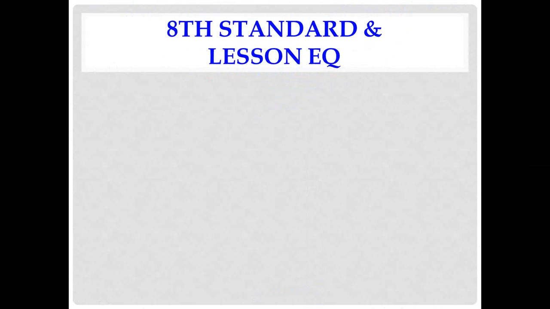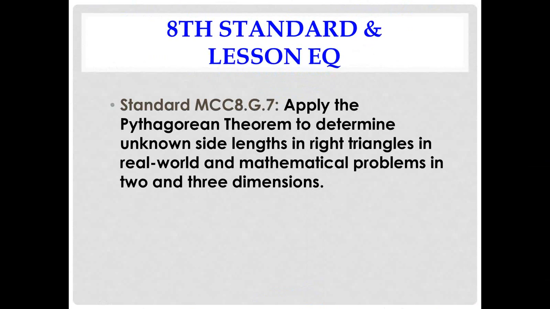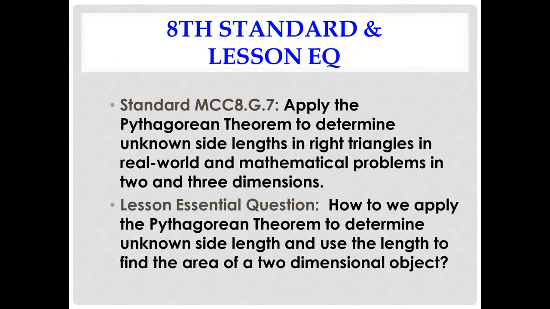Okay, lastly is the 8th grade standard lesson in EQ. It is G7, apply the Pythagorean theorem to determine unknown side lengths in right triangles in real world and mathematical problems in 2 and 3 dimensions. The lesson essential question is, how do we apply the Pythagorean theorem to determine unknown side lengths and use the length to find the area of a 2-dimensional object?